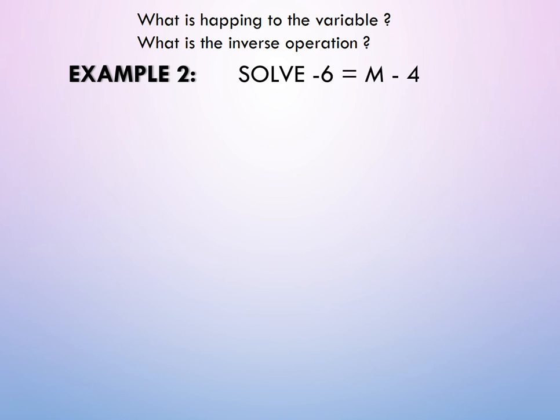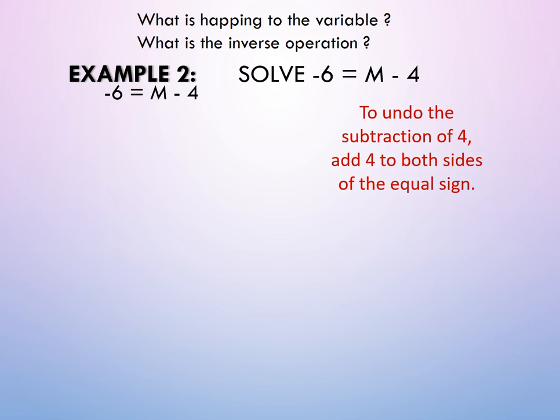Alright, now let's look at another one that has subtraction. I have negative 6 equals m minus 4. I look at what is happening to m. Again, m is being subtracted by 4. How do I get rid of subtracting 4? I simply add 4 to both sides. So what's negative 4 plus 4? They cross out and go bye-bye. Negative 6 plus 4 is negative 2.